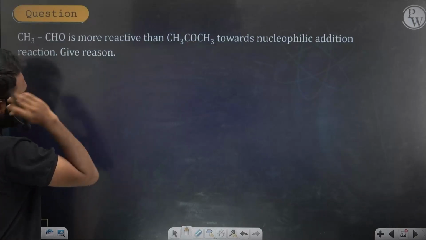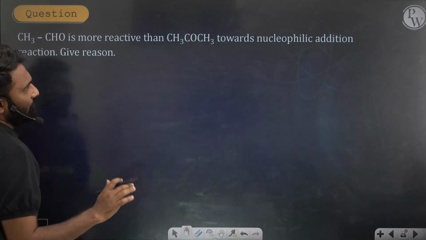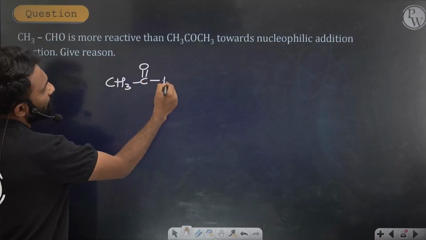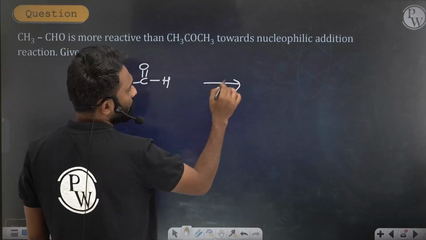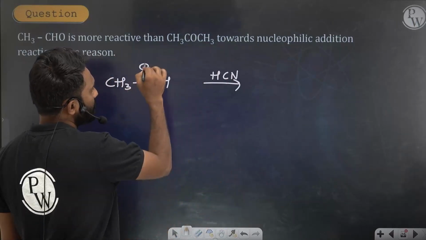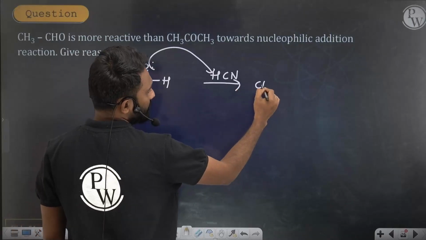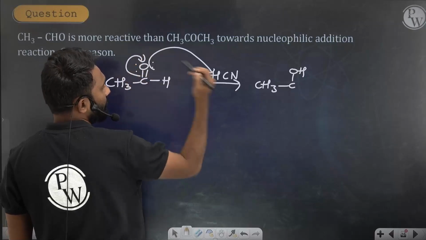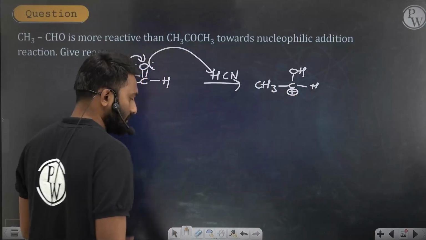First I will explain, then I will write the theory of this one. CH3 C double bond O. Now nucleophilic addition, let us assume HCN. First, the oxygen lone pair will abstract this one. Now here CH3 C, because here the positive charge will come. Now here H, and here this positive charge.